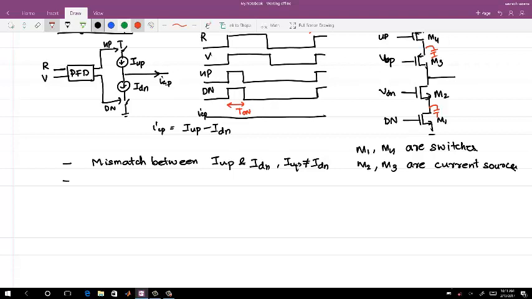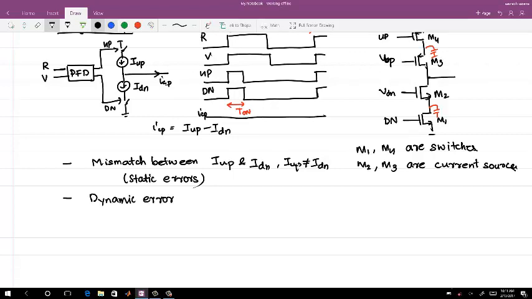So mismatch between I up and I down is actually nothing but static errors. Let me just put it that way. Right? Because we have a biasing voltage and everything, and there we are not able to have I up equal to I down. That comes under static errors. The other one, what you suggest, is a dynamic error.